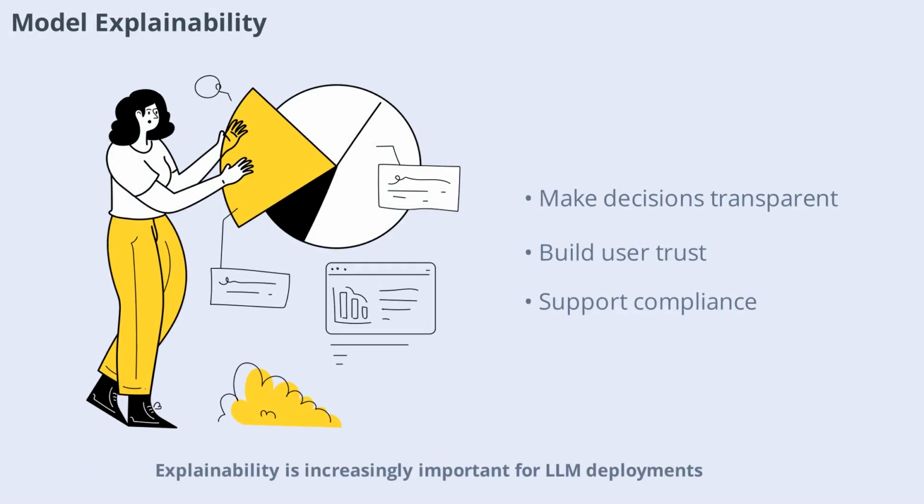Explainability is increasingly important for LLM deployments, especially in regulated industries. Use tools and techniques to make your model's decisions transparent and understandable. Explainability builds trust and helps users and stakeholders feel confident in your AI solutions.